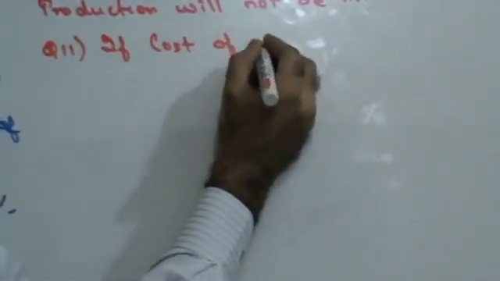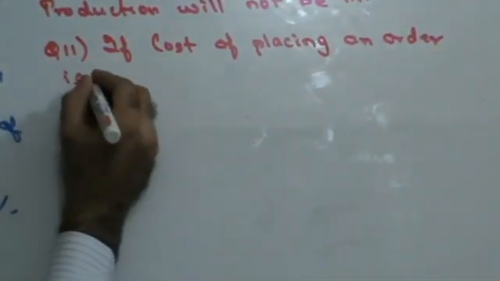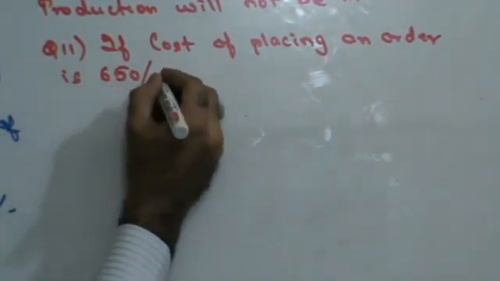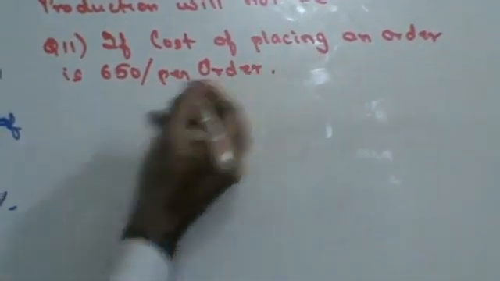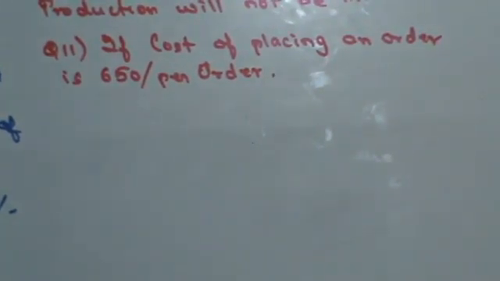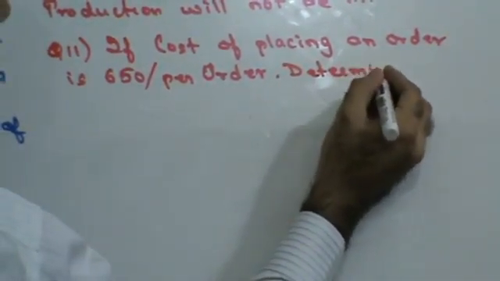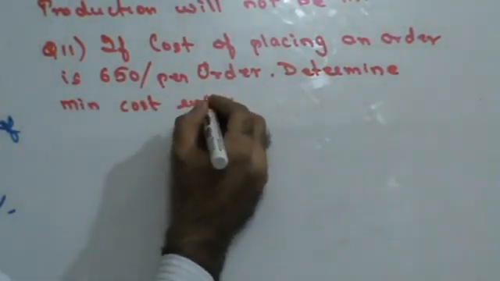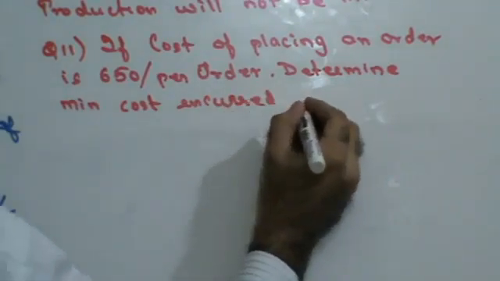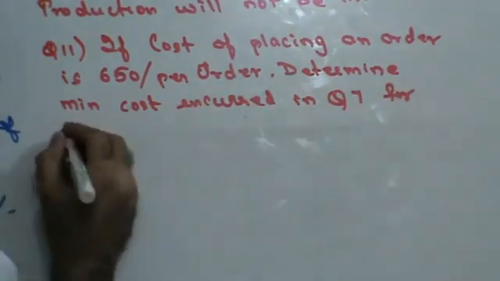If cost of placing an order is 650 rupees per order, determine the minimum cost incurred in question number 7 for 15-day cycle.